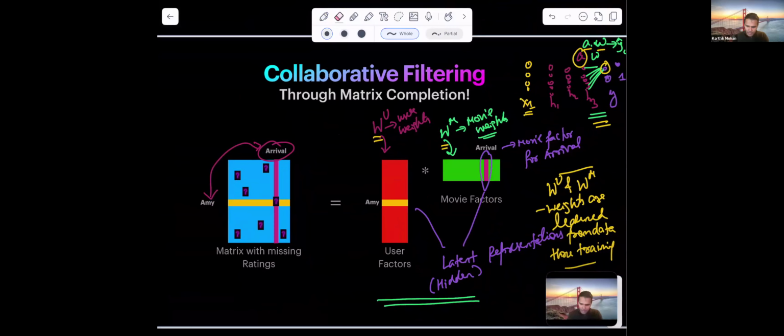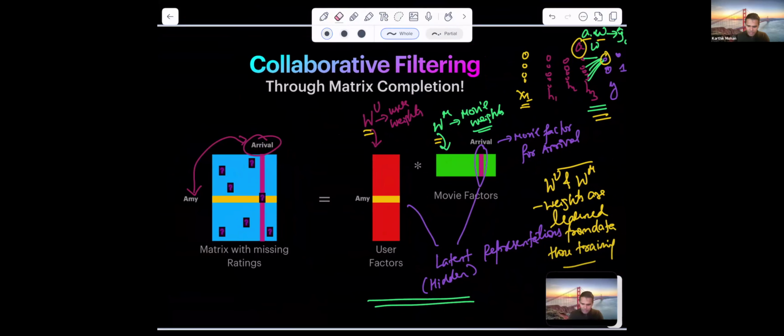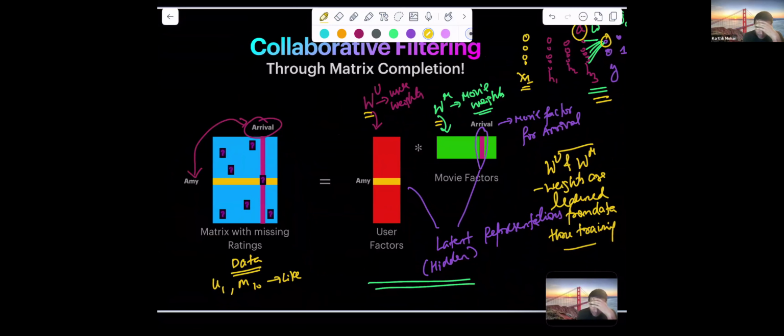Okay, all right. So the user weights matrix and the movie weights matrix are learned from data. So how does the data look? You could say the data looks like this. User 1, movie 10, it's a like, okay? User 200, movie 1000, it's a dislike. So it looked like this.